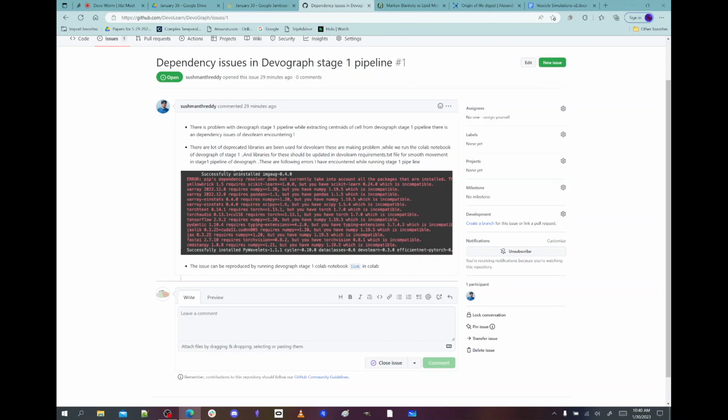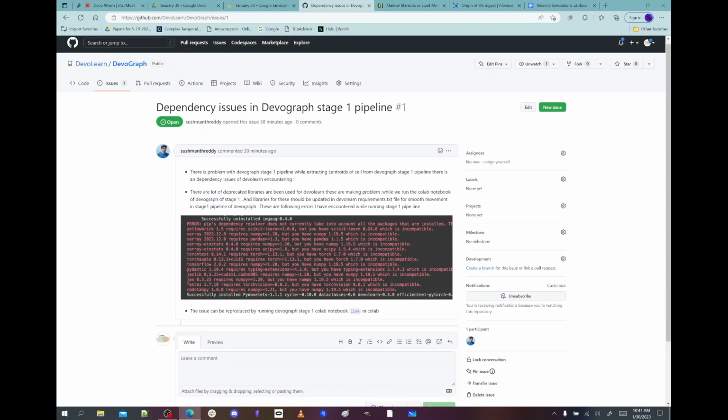He's consulting with Mayuk and also with Jiahong, who's the ringleader of the DevoGraph group. Again, you can jump in. This is open source. You can take a look and see if you can fix it. Open up an issue or a pull request, and we'll get to it.